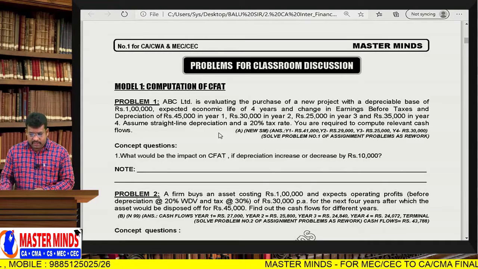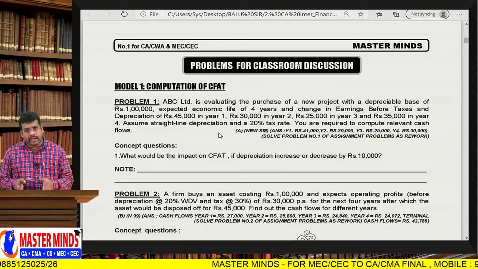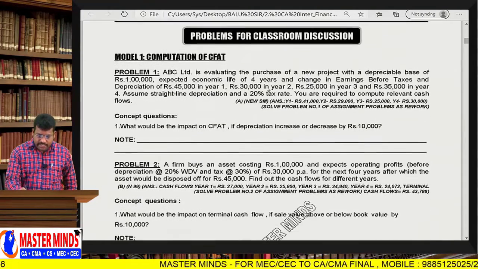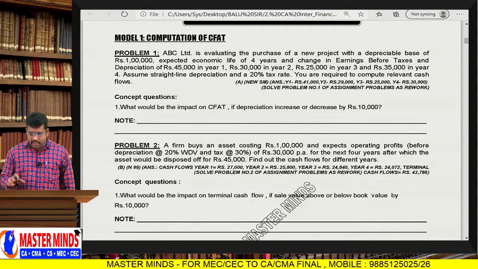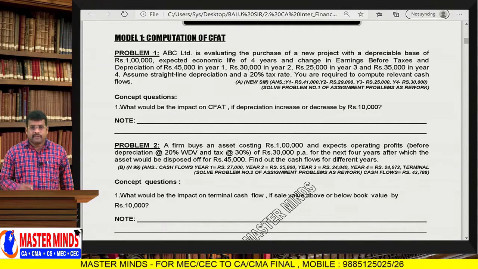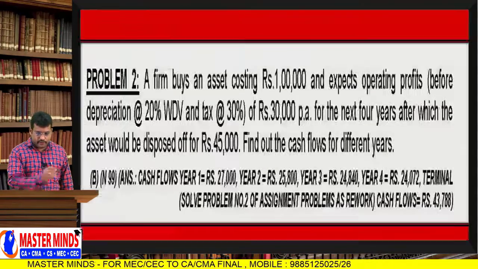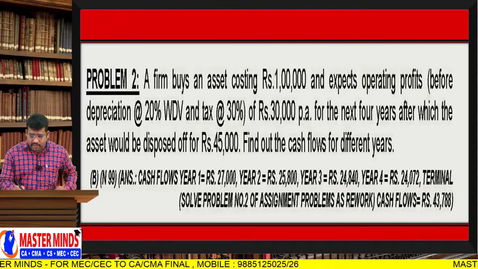This is the first model. Generally we do these two problems in the regular classroom. So here I am going to take one problem, problem number 2, from this model. A firm buys an asset costing 1 lakh rupees. This is the problem. For more effective teaching, I made it a PowerPoint presentation for you.